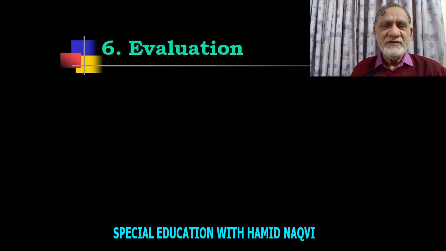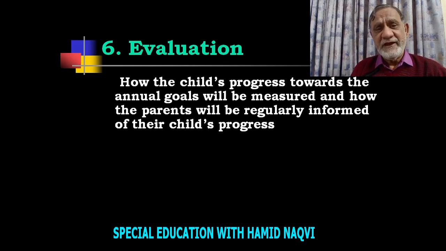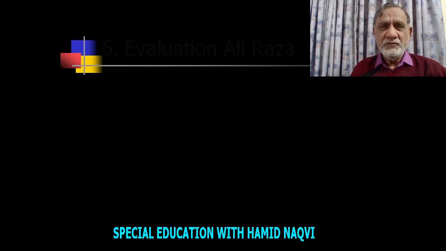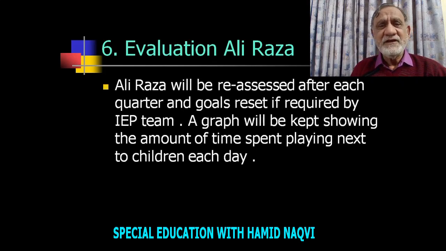Then the last segment is evaluation. In evaluation, how the child's progress towards the annual goals will be measured, and how the parents will be regularly informed of their child's progress. So the evaluation of Ali Raza would be done like this: Ali Raza will be reassessed after each quarter and goals reset if required by the IEP team. A graph will be kept showing the amount of time spent playing next to children every day. So his progress will be monitored.